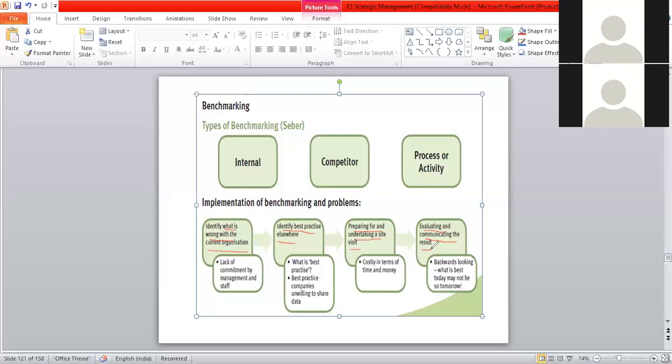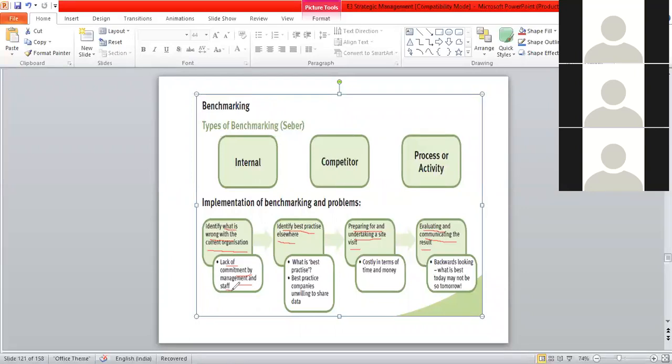And what are the problems in that? One problem is lack of commitment by management and staff. Next, best practice: companies are unwilling to share data. Sometimes they do not want to lose their confidentiality. The strategies would be revealed if they share that confidential information, and the strategies would be known by everyone. So to avoid that, the ones who are considered best may not be willing to share their data.